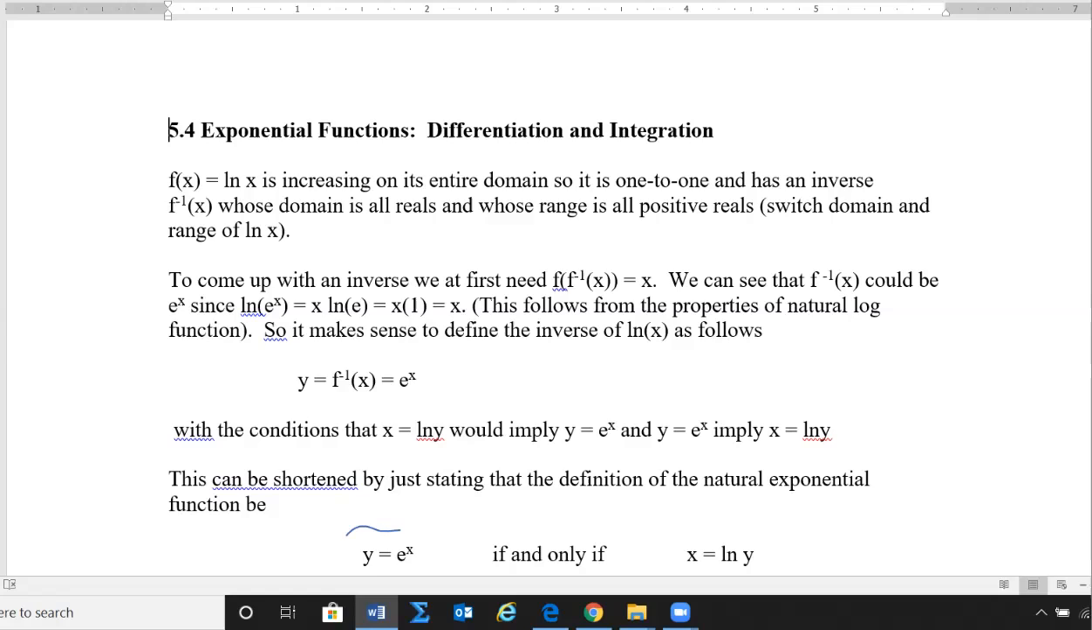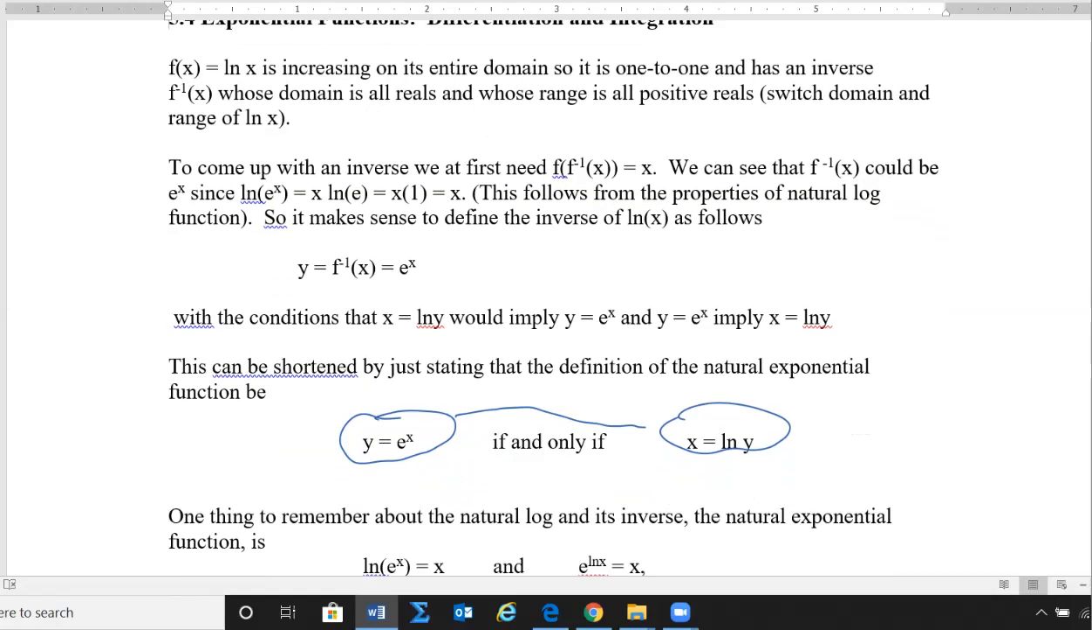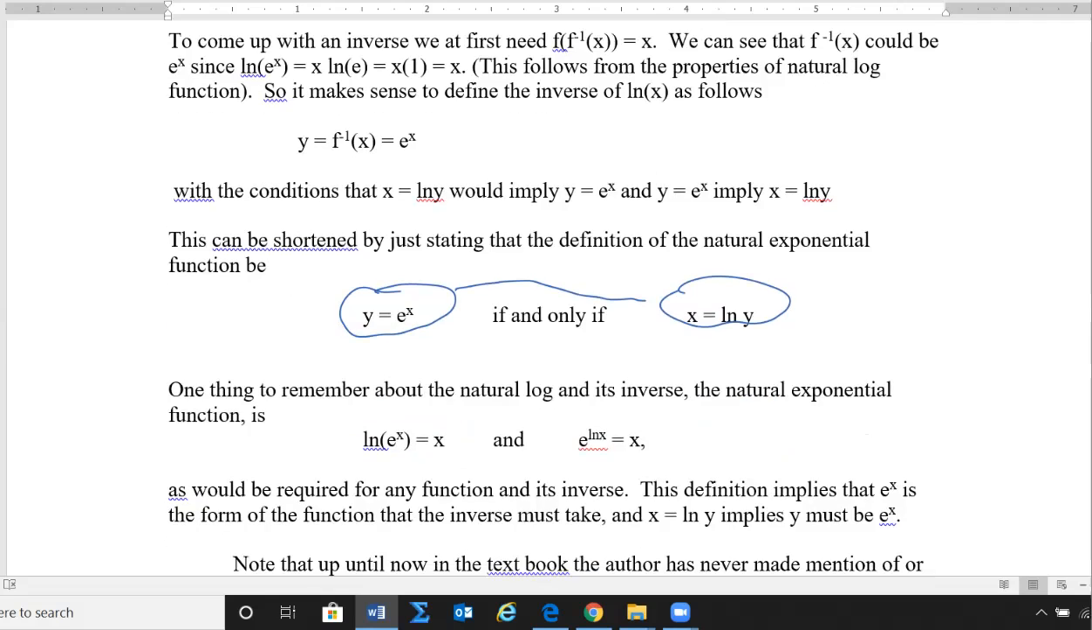Turns out that this is going to be our choice for the inverse. And this will be true if and only if this is true. In other words, this will be our inverse if and only if this is the connection between x and y. Having this property will assure that we'll get these two results, which definitely means that they are inverses.